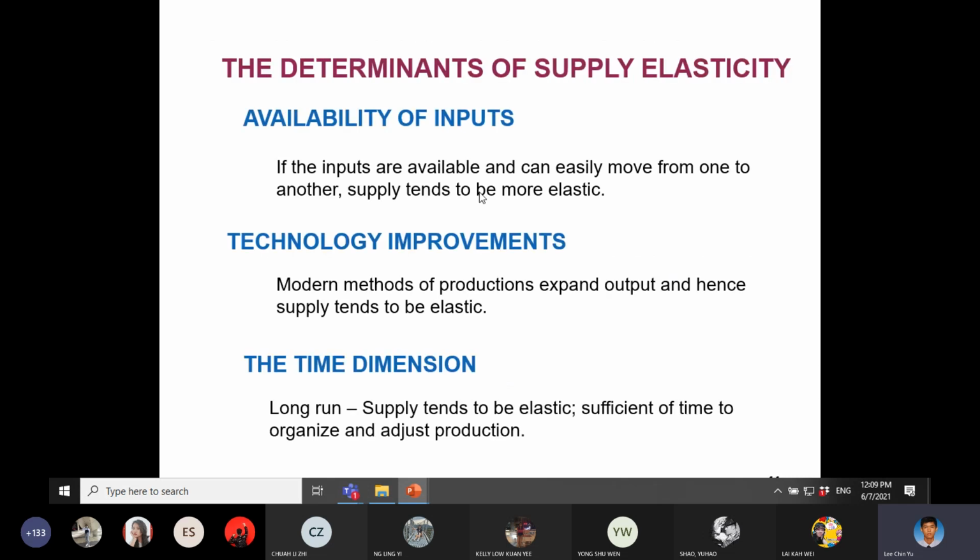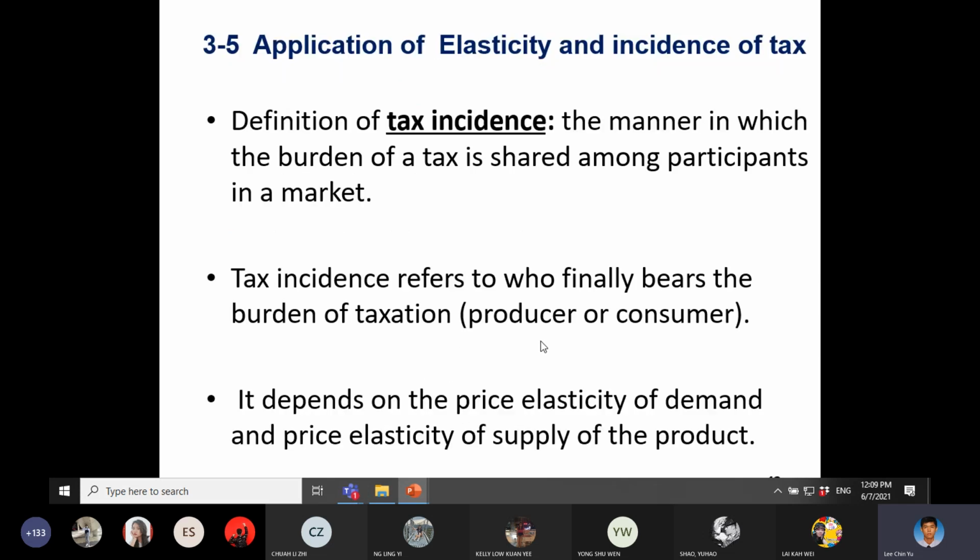So the determinants: if we have a lot of inputs that can be substituted or moved easily, your supply tends to be more elastic. If we have technological improvement, it is also the same. And on the time dimension, if you have longer time, the supply tends to be much more elastic.